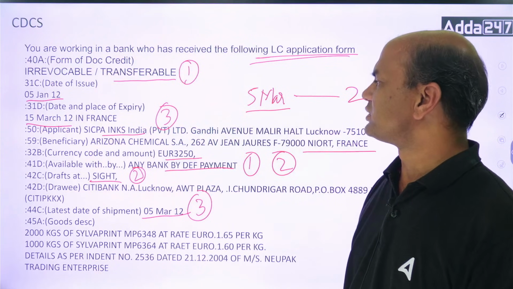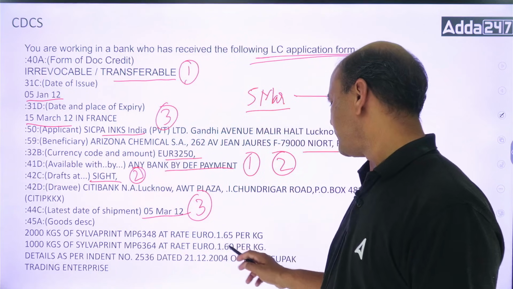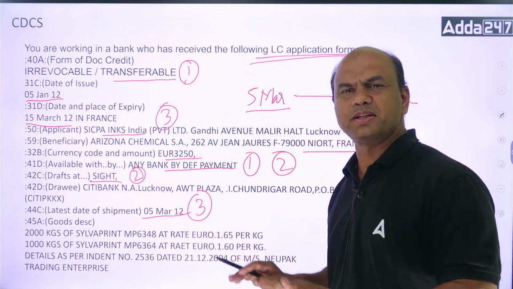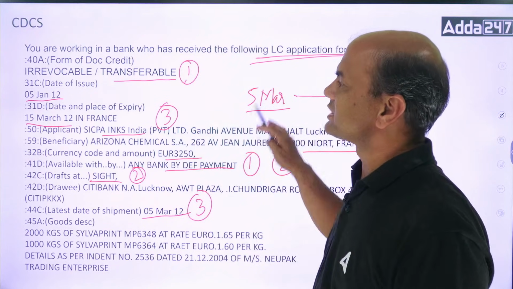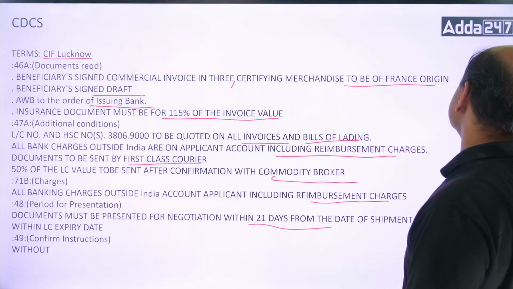What is next? Irrevocable is okay, this is okay, remaining all things. See, here, is there any problem? CIF and anything mentioned? No. Okay? So that's okay. Goods description is okay, no problem. So 3 discrepancies you can point out and immediately discuss with the client. Got it? Second one. Next, further, next page.